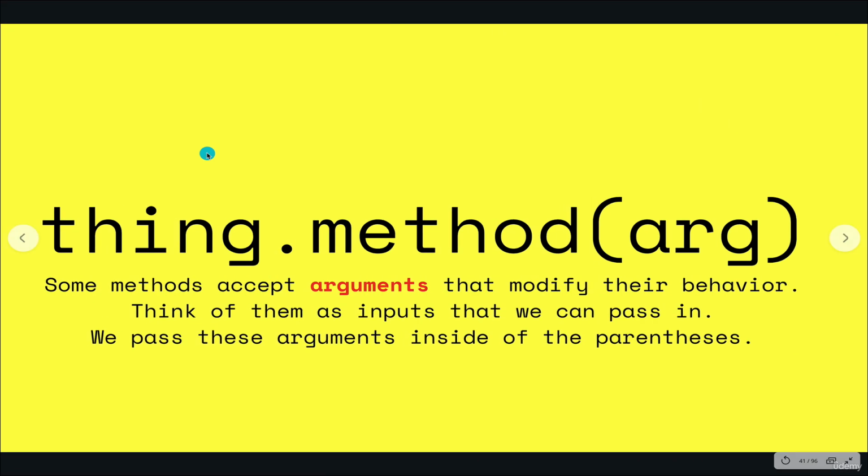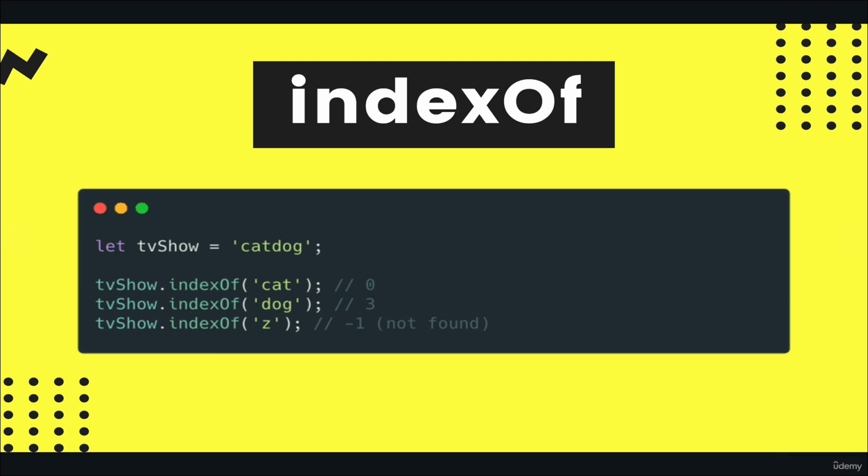But for other methods, like right here, indexOf, we definitely need to pass an argument. So indexOf is going to give us the string index, the positional number, where a given argument occurs in a string. So here I have the example of cat dog. That's my string, saved in a variable called tvShow. And I call indexOf, and I pass in cat, C-A-T. It's going to tell me, well, that occurs at index 0. And that makes sense, C-A-T, that starts at index 0. If I look for dog, it tells me index of 3, 0, 1, 2, 3. And if I look for something that's not in there, we'll get -1.